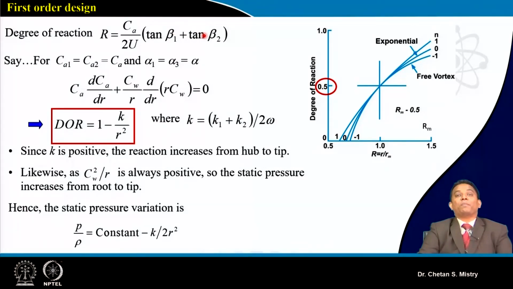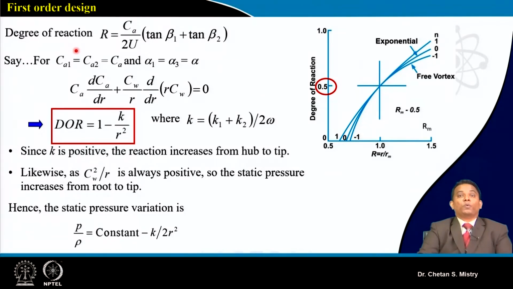Suppose I am assuming my axial velocity to be constant. If this is your case, just realize one of the conditions we are putting is Cw into R equal to constant. That's my one condition. And we are assuming our axial velocity to be constant, so that's my second condition. If that's your case, you can understand you are able to calculate what is happening with my stagnation enthalpy or my work done.